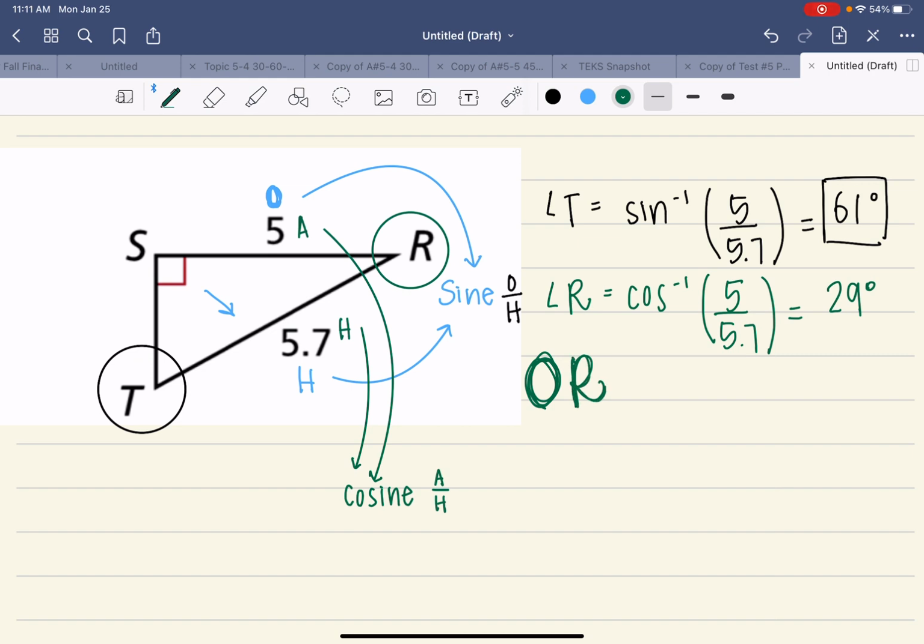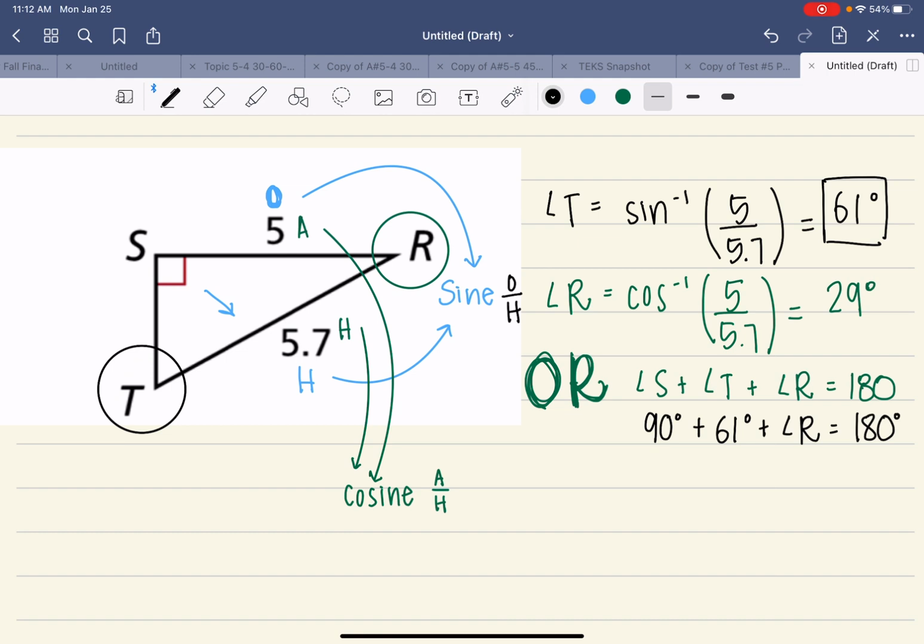Or if you trust your work and know that angle T is correct, remember all the angles in a triangle equal 180. Okay, so angle S plus angle T plus angle R equal 180. Well, angle S is 90 degrees. Angle T we just found, which is 61 degrees. So again, this is if you trust your work, and we're trying to find angle R. The reason being is because if angle T is wrong, then everything's about to be wrong. But if you go ahead and do the trig ratio again, you could essentially double check your work.